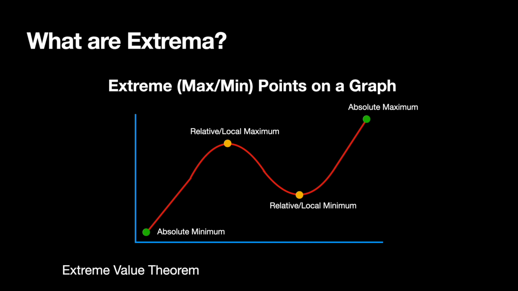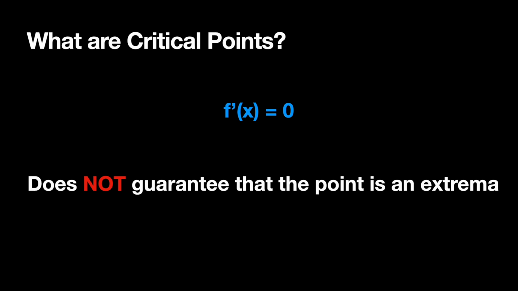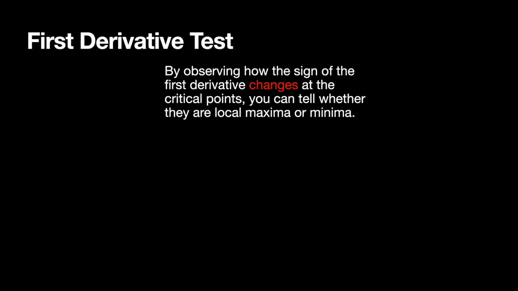The extreme value theorem states that on a continuous function in a closed interval, there must be an absolute maximum and minimum. Critical points are where f prime of x is equal to 0. And while they do not guarantee that a point is an extrema, they're a critical point because we need to make sure and check.